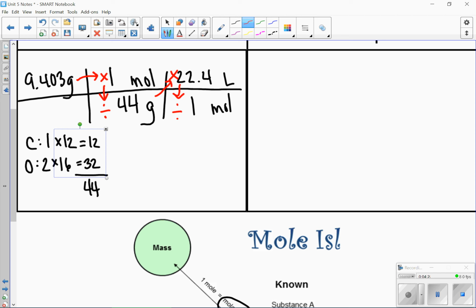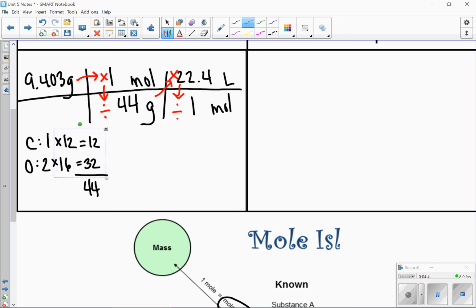So grab your calculator right now and put that in. So I'm going to say what you're going to type. So you're going to do 9.403 times the 1 on the top divided by 44. Then keep going, times that 22.4 and divided by the 1.